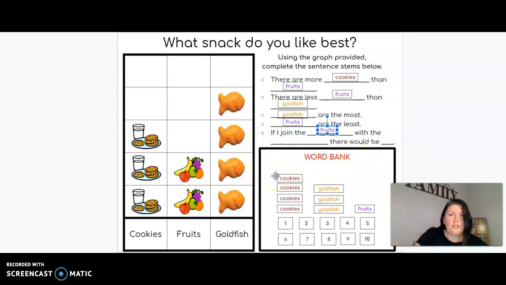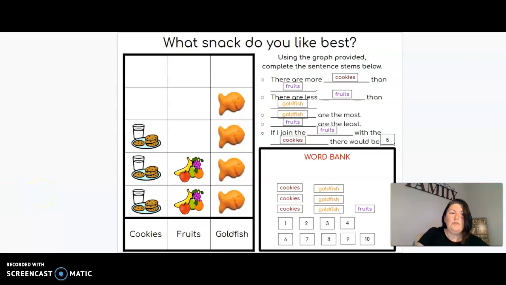And so I think I'm going to join my fruits with my cookies. So remember, when I'm joining my fruits and my cookies, I have to count all of them together. So let's count fruits and cookies together. 1, 2, 3, 4, 5. So I'm going to drag and drop 5 into my sentence stem so that my sentence now reads, if I join the fruits with the cookies, there would be 5. Good job, boys and girls.